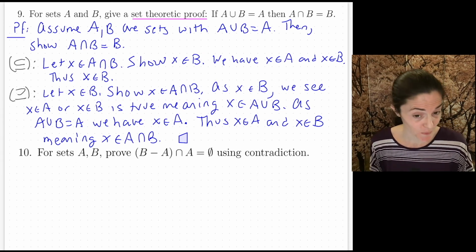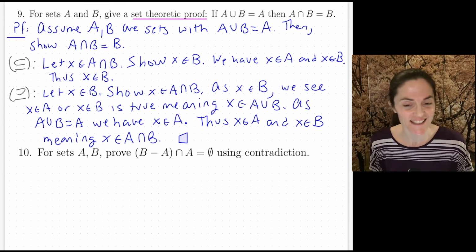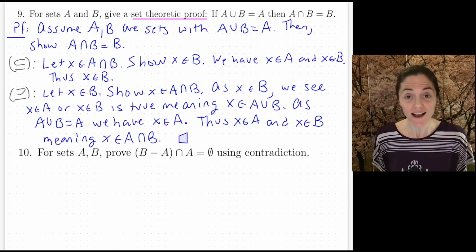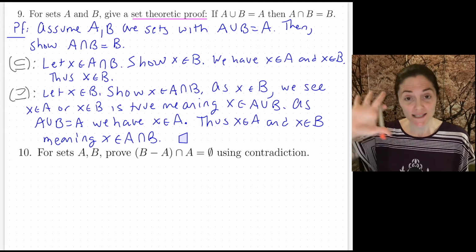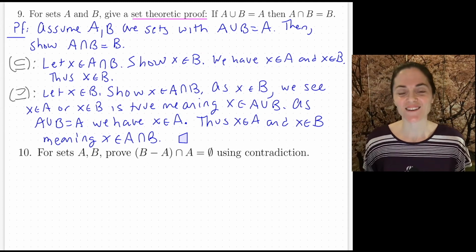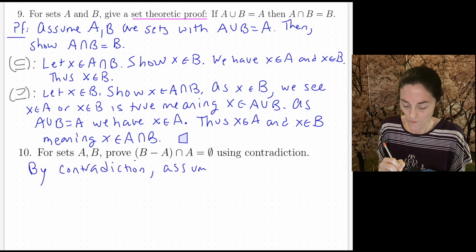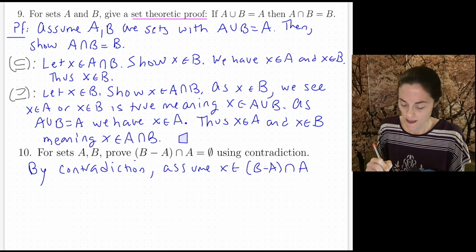Contradiction. We want to prove B minus A intersect A is empty. How do you prove a set is empty using contradiction? Well, you just assume it's not empty. Argue until you reach a contradiction. We assume we have some x in B minus A intersect A.